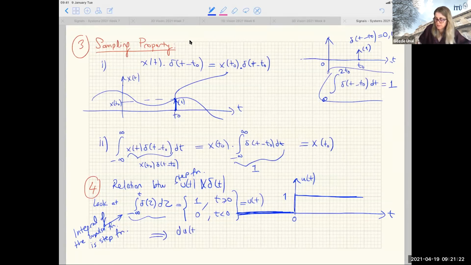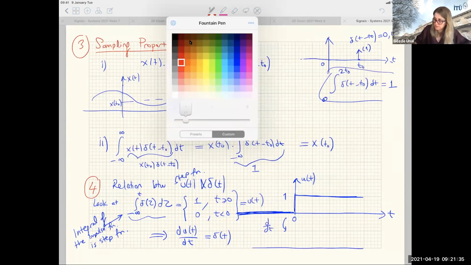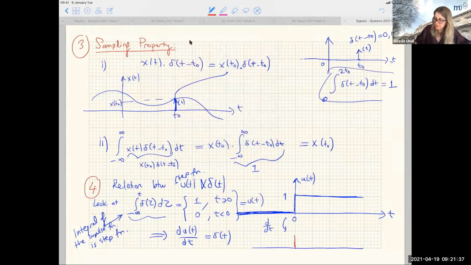From here, we can also say the derivative. I can define the derivative of u of t as delta of t. I mean, just see the effect here. Now take the derivative d by dt. You would really end up with just this delta of t here with area 1. This is okay, delta of t. u of t to delta of t, okay?